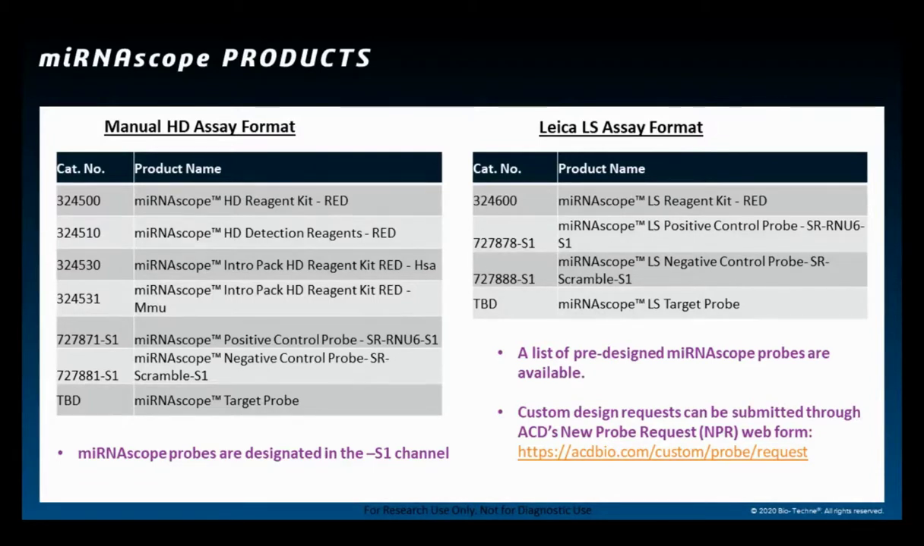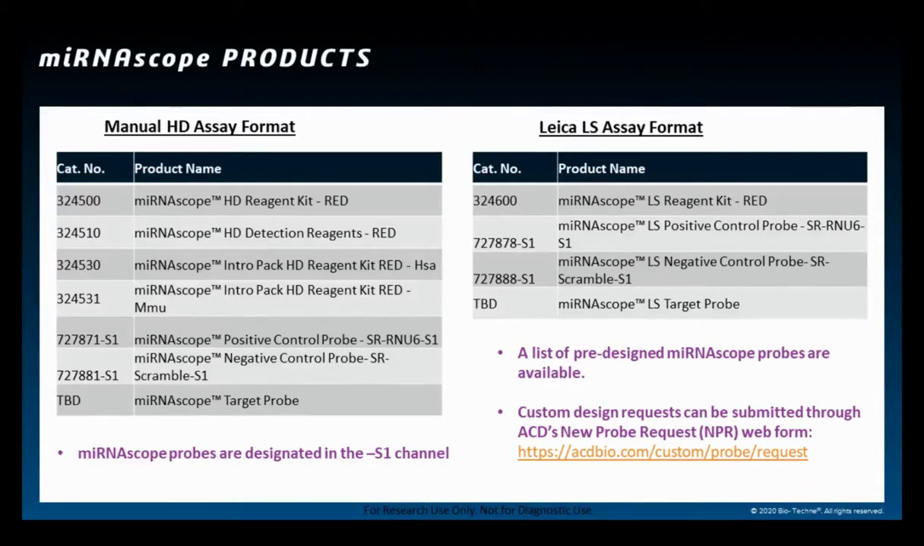On the other hand, for LS users, we have the LS reagent kit, which includes the pretreatment reagents, wash buffer, and detection reagents. The miRNAscope target probes are designed in the S1 channels that are specific for this assay and cannot be used interchangeably with the other assays such as RNAscope or BaseScope.